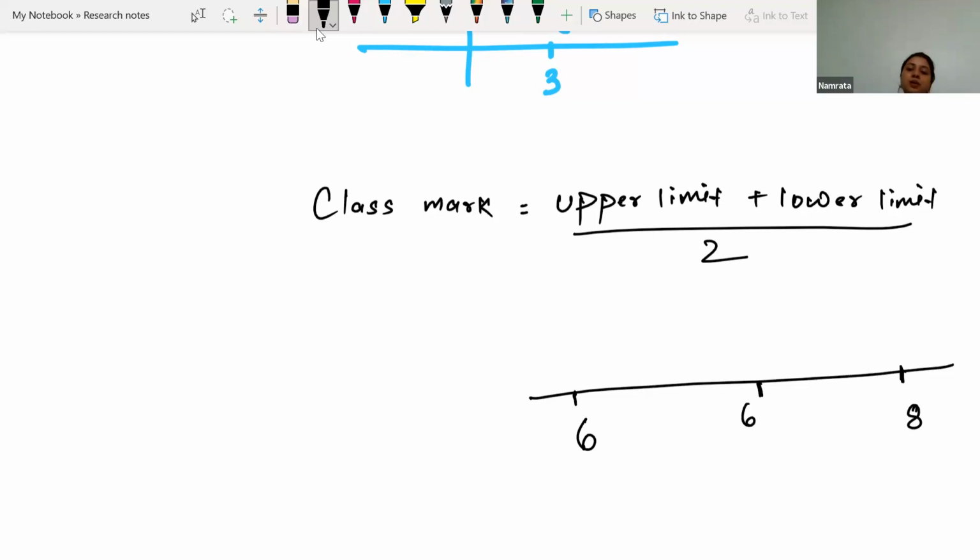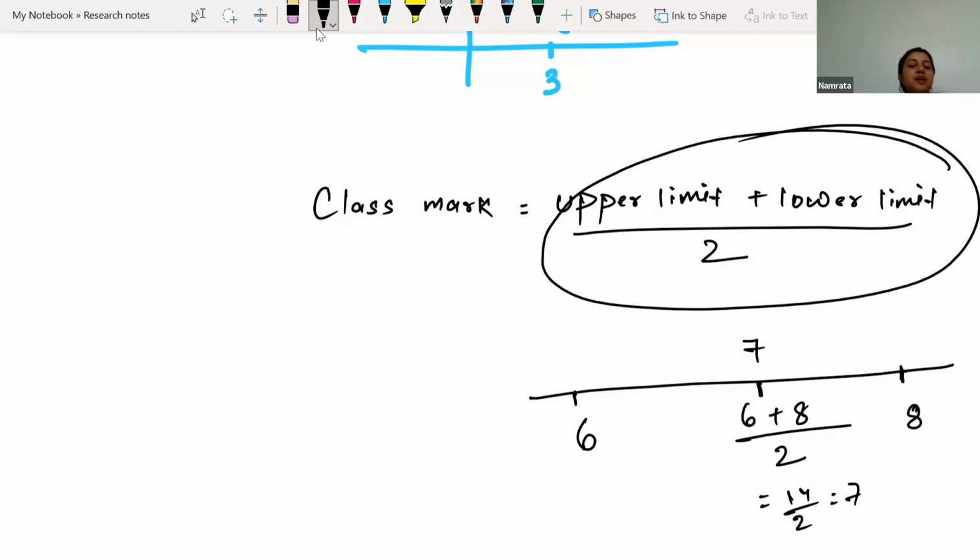Both end numbers are added and then divided by 2. So 14 over 2, that means 7. And yes, exactly, in between 6 and 8, 7 comes. This is applicable for integers, for rational numbers, all over mathematics. Here we are just giving a specific name to the same formula, class mark: upper limit plus lower limit by 2.